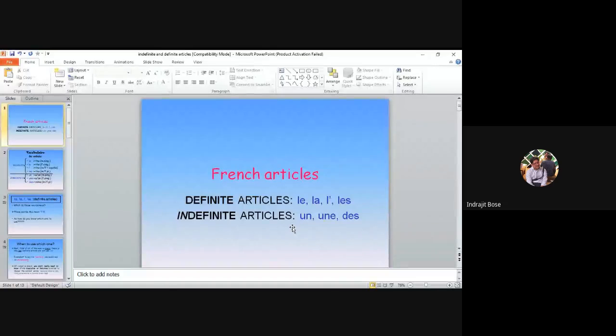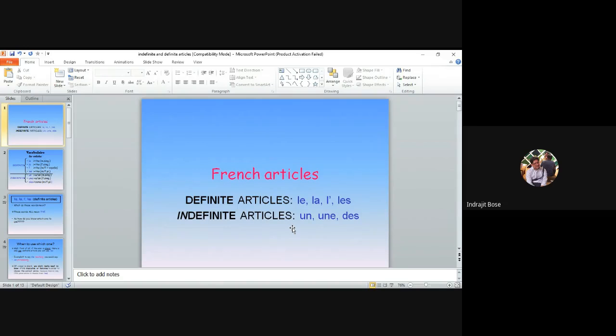Now, instead of making it very difficult or complicated for you, I would like to begin by focusing first of all only on definite and indefinite articles, singular and plural. Let me look at the PowerPoint first. The definite articles are le, la, l'apostrophe, and les. And the indefinite articles are un, une, and des.